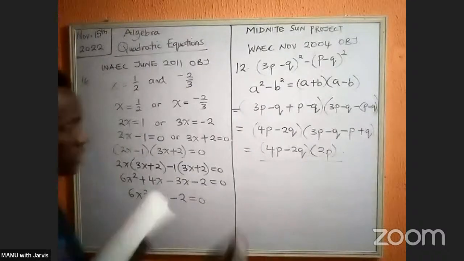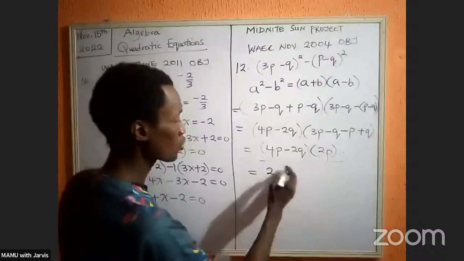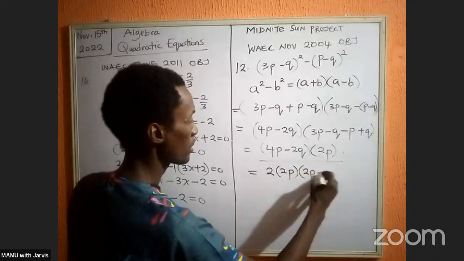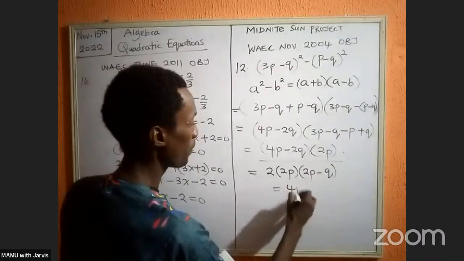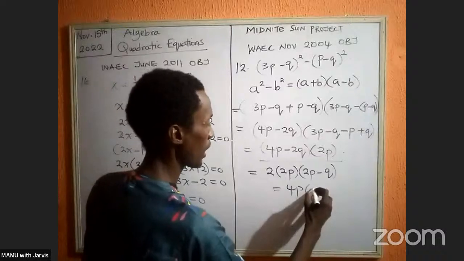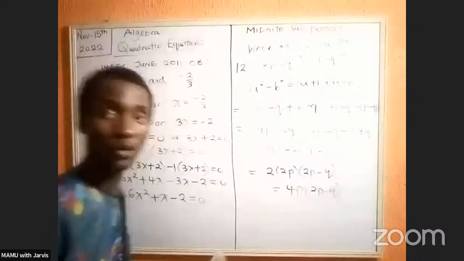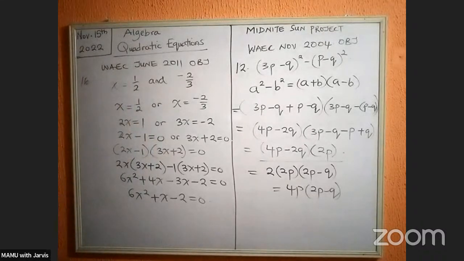All right, so this invariably, if you're in an exam setting, I can factor 2 out. So that will be 2 times 2p minus what? Q. And that will give me 4p into what? 2p minus q. And that will take care of that problem. So let's allow ourselves a little bit of breathing space, and then we process what we have done so far.